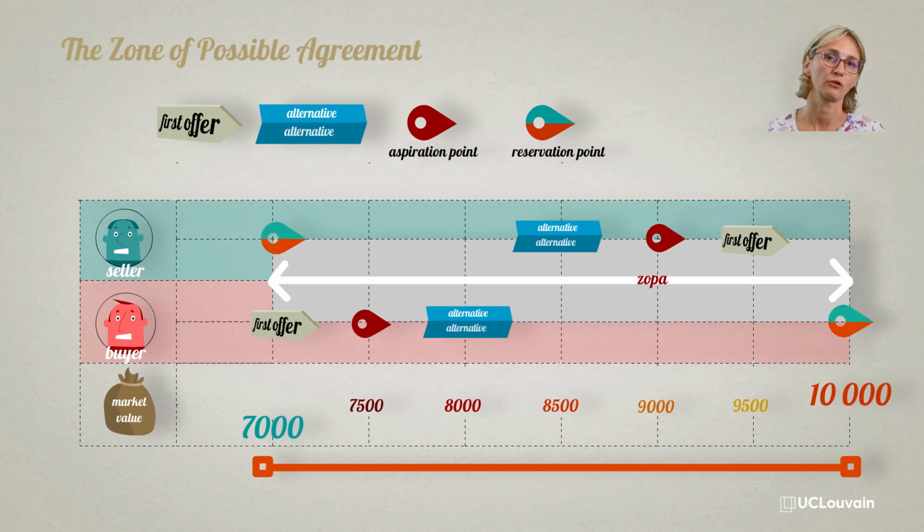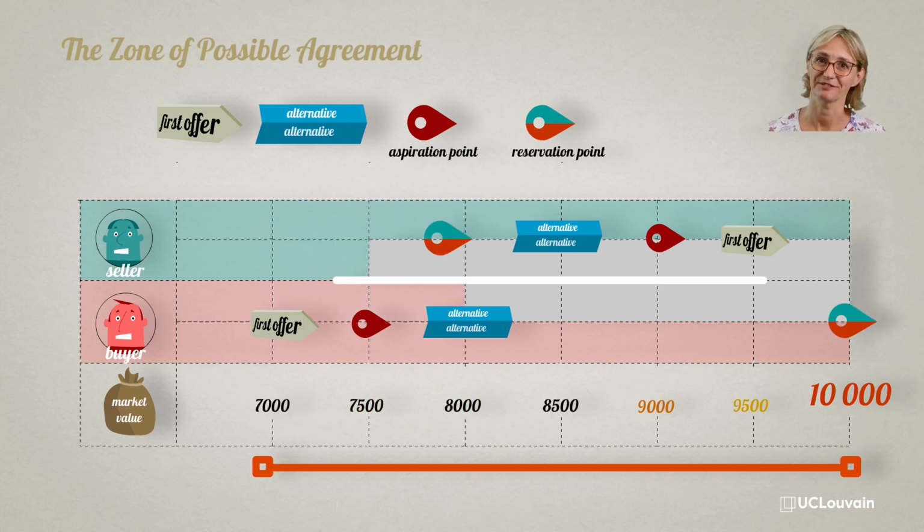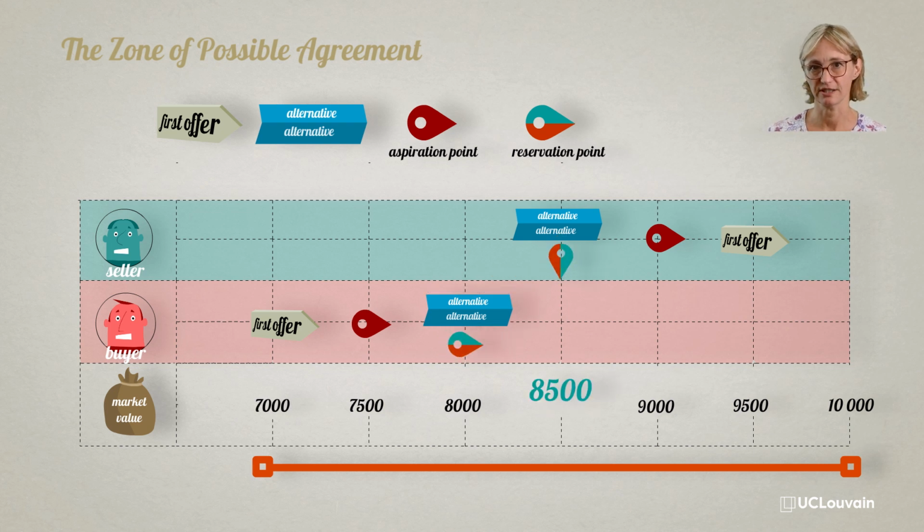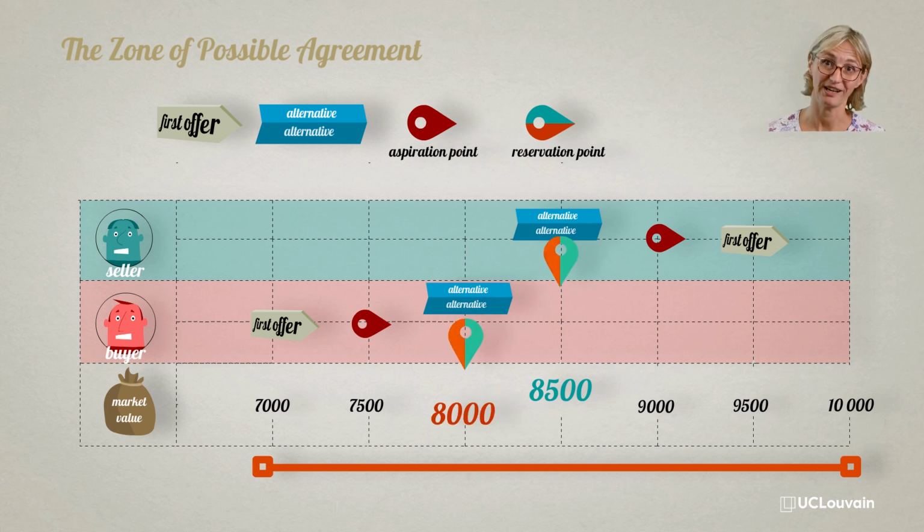Sometimes, however, the zone of possible agreement is negative. That is, the seller's limit is higher than the buyer's limit. Or to put it differently, the lowest price at which the seller is prepared to let the property go is higher than the highest price the buyer is prepared to pay. In this case, no agreement is possible. Indeed, we said that negotiators should always refuse any deal that goes beyond their limits. This negative ZOPA is illustrated in the picture here.